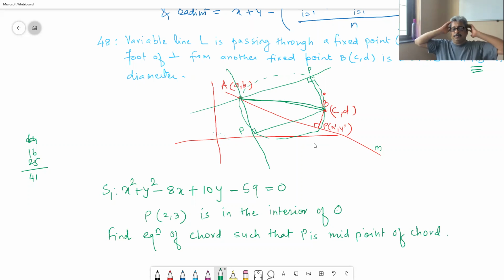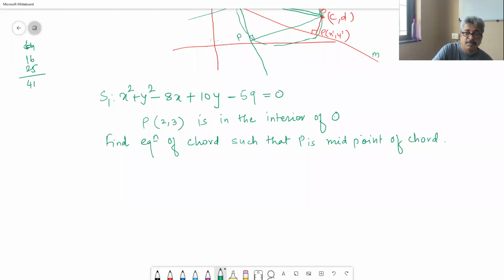Okay, so if point P is inside the circle, then what will happen? There will be many lines passing through P, and all of them will be chords, but there will be only one line for which P is going to be the midpoint of that chord. Find that equation. The answer is x minus 4y plus 12 plus 10 equals 0.